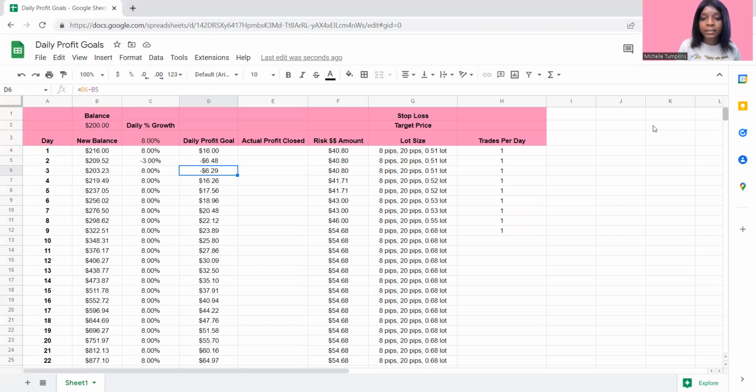So that is that. Now, I am going to change this to be reflected to show you the profit goal for what this would be. Let me just make sure this says the right stuff. Bear with me, y'all. I'm about to go back and double check to make sure how I did this.